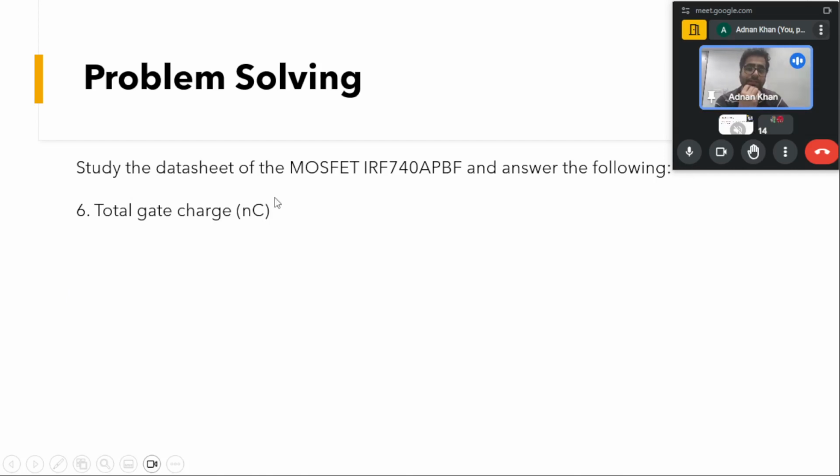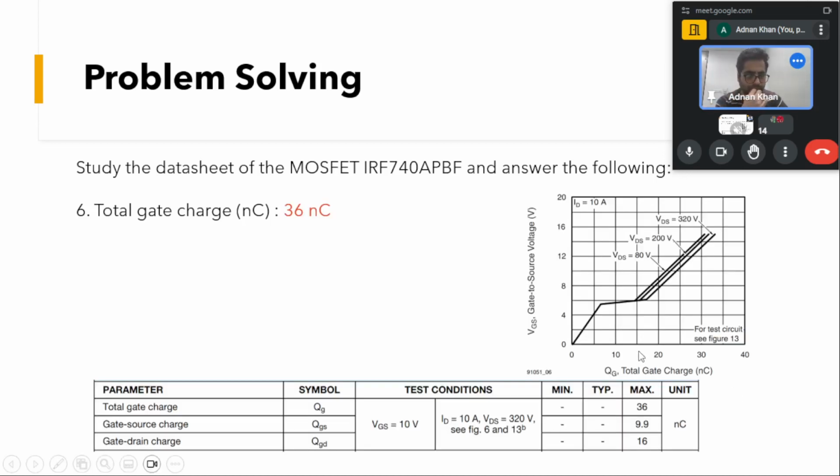Now, study the data sheet and calculate the total gate charge. We saw that to turn on the device, we have the charge during the turn on time, then during the Miller time, and then the total turn on time. Here you can see from the graph this will be during the turn on, this will be during Miller.